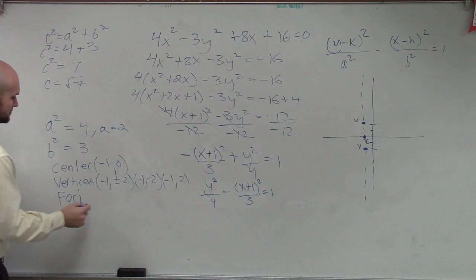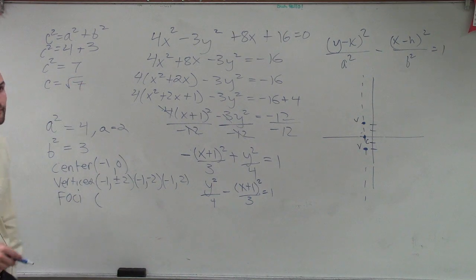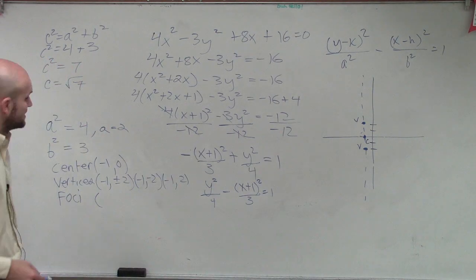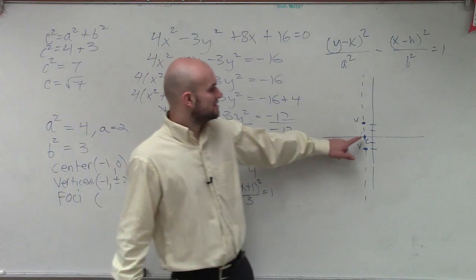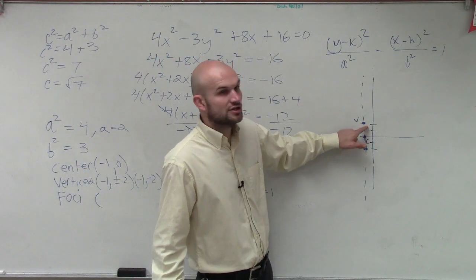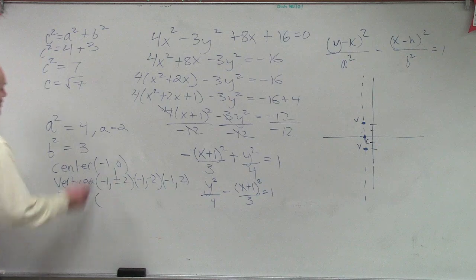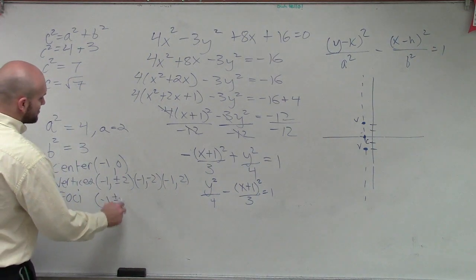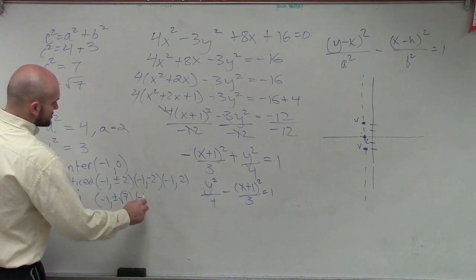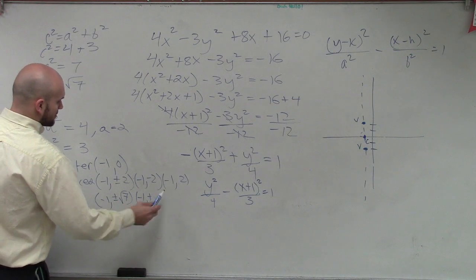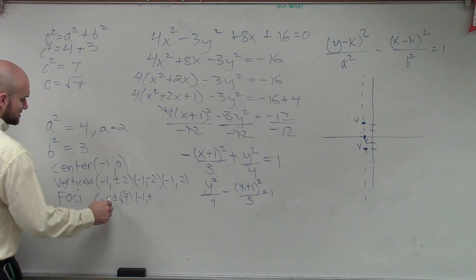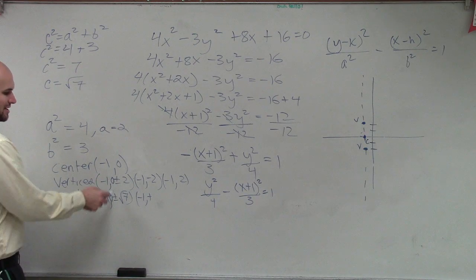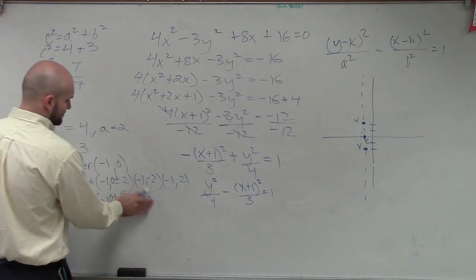You just need c squared though, not c, right? No, we actually need to figure out what c is. Because c is the distance from your center to your foci. So c is the square root of 7, so our foci are going to be -1, comma, plus or minus the square root of 7. Sorry, 0 plus or minus 2, 0 plus or minus square root of 7.